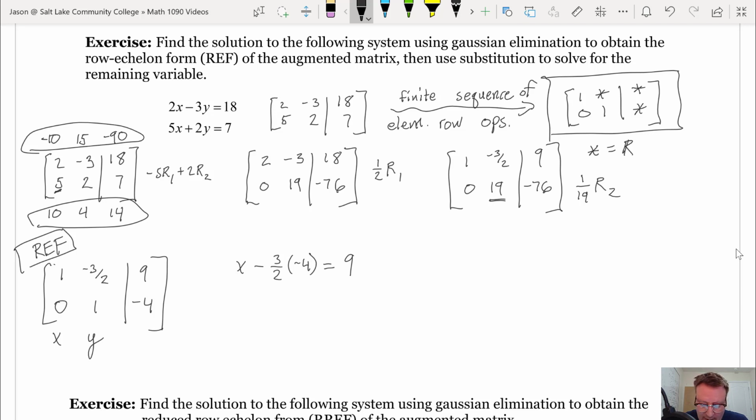I can solve that. I get, let's see, x plus 3 times 4 is 12. 12 divided by 2 is 6. So x plus 6 equals 9. So x equals 3.